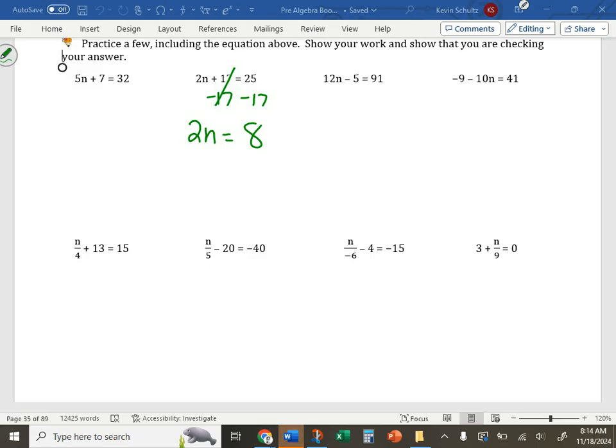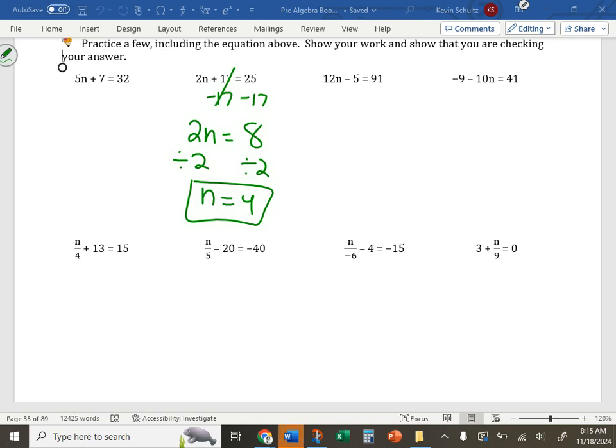Now, because we're multiplying n by 2, the opposite of that is dividing by 2. And so we get the final answer of n equals 4, which, if you plug it back in, 2 times 4 is 8. 8 plus 17 equals 25. Okay? So the addition or subtraction is undone first.